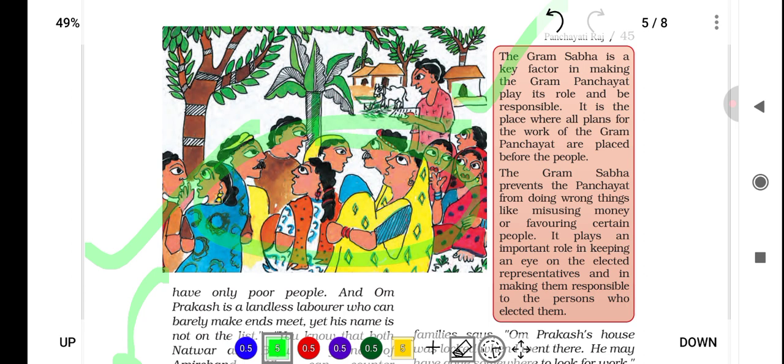The Gram Sabha is a key factor in making the Gram Panchayat play its role and be responsible. It is the place where all plans for the work of Gram Panchayat are placed before the people. The Gram Sabha prevents the Panchayat from doing wrong things like misusing money or favoring certain people. It plays an important role in keeping an eye on the elected representatives and in making them responsible to the persons who elected them.